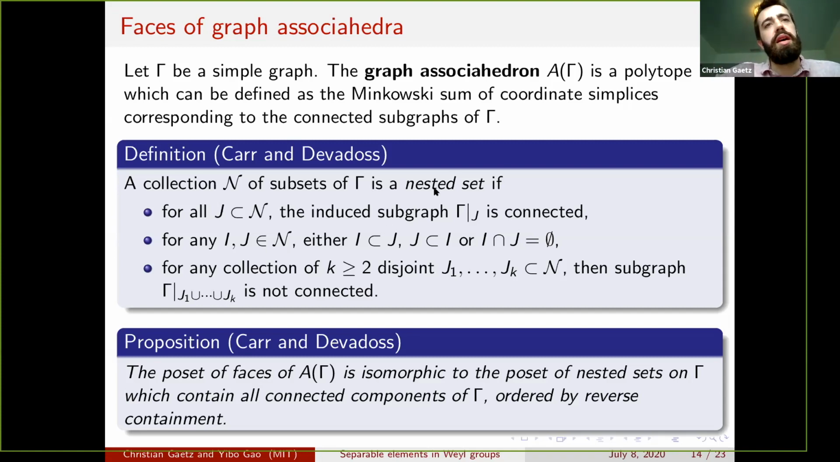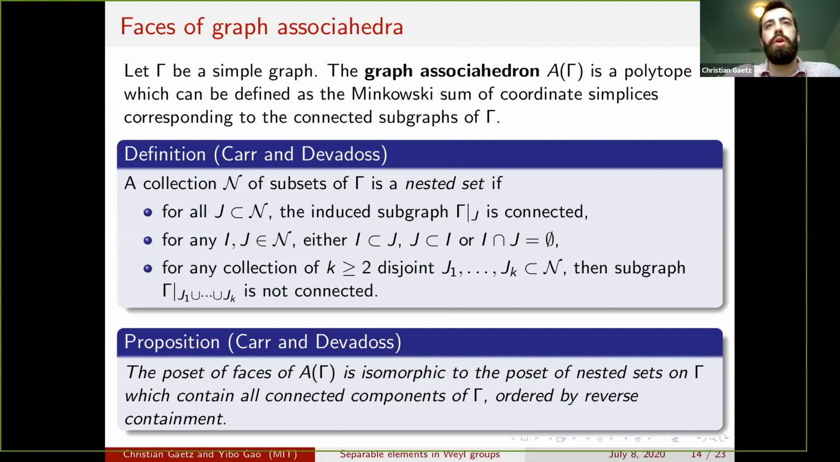So nested sets were introduced first, I believe, by Carr and Davidas. And here are some axioms for a nested set. It's a little bit hard to appreciate in a few seconds, but this is some collection of subsets of the graph, which nest inside each other in a certain way. What's important is that the poset of faces of this graph associahedron is isomorphic to the poset of these nested sets ordered by reverse containment.